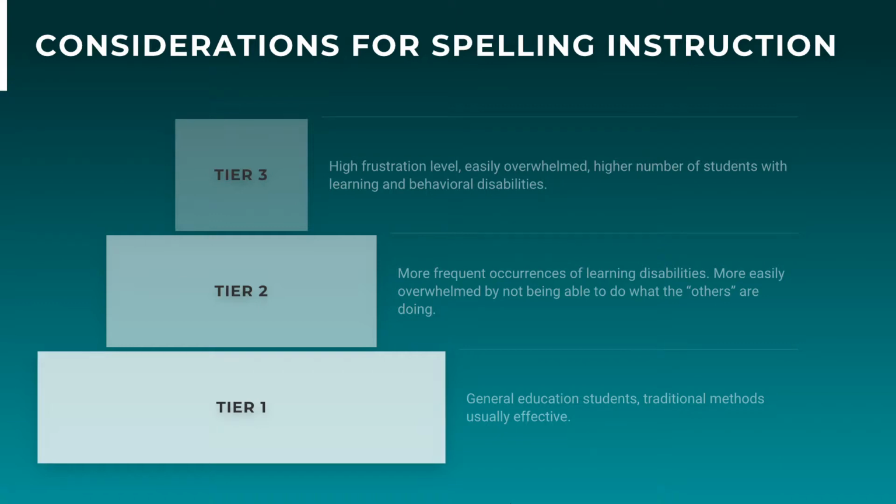Students at Tier 1 are generally capable of following traditional instruction and adapting to the list practice test pattern in most classrooms. This includes approximately 80% of the students in a typical school. The students at Tier 2 comprise 15 to 16% of students in a typical school.